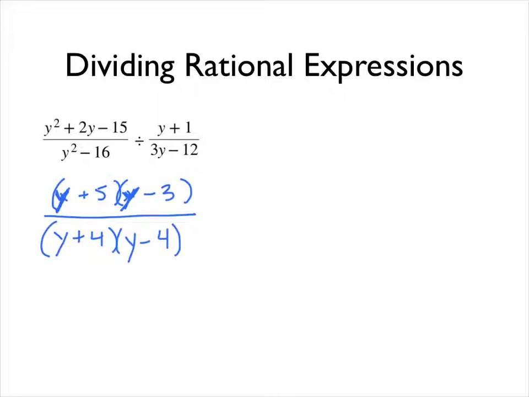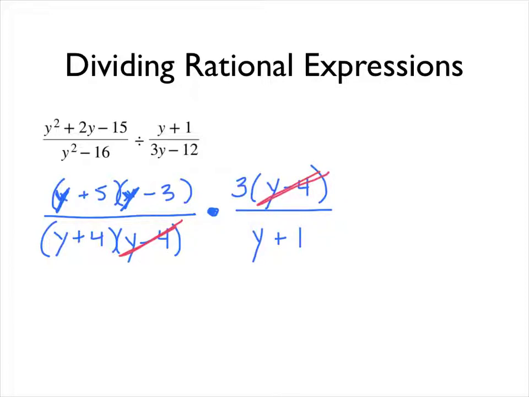Okay. And then I'm going to change it to multiplication. And I'm going to put that 3y minus 12, except it's going to be 3 times y minus 4. I'm going to put that on the top and the y plus 1 on the bottom. And sadly, we don't get a whole lot of canceling action, but that's okay. That's all right. We can only cancel this and this.